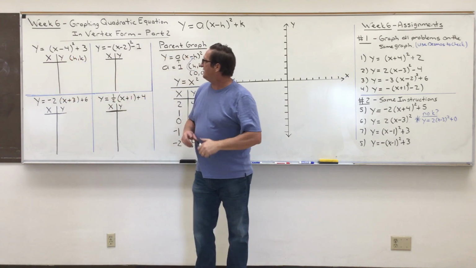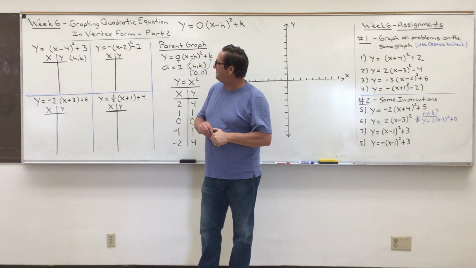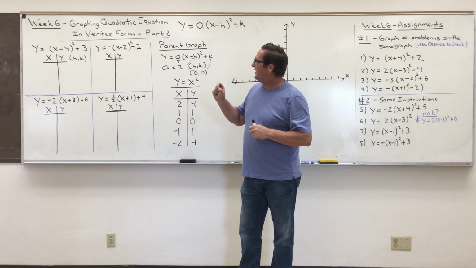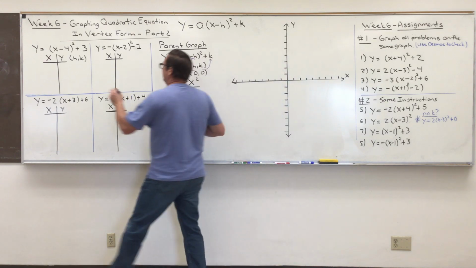So our problem is y = (x - 4)² + 3. Our h value is always the opposite.